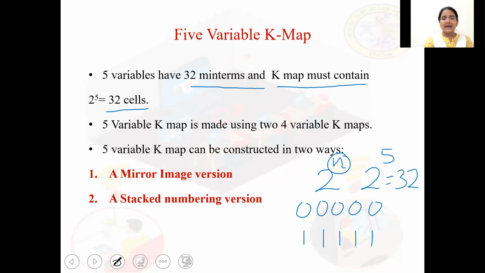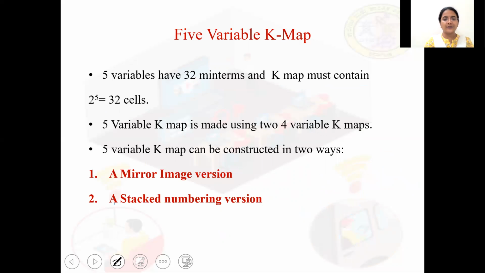This 5 variable K-map is made using two 4 variable K-maps. If you are going for the whole 32 cells in the K-map, it is difficult to visualize. So we can write it with vertical alignment, which is easier for us to visualize. A 5 variable K-map can be constructed in 2 ways. One is the mirror image version and the other one is the stacked numbering version.